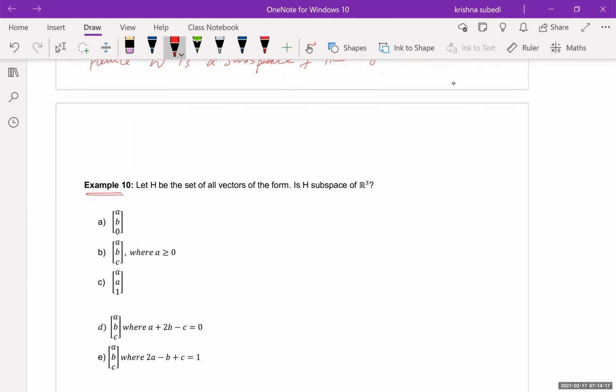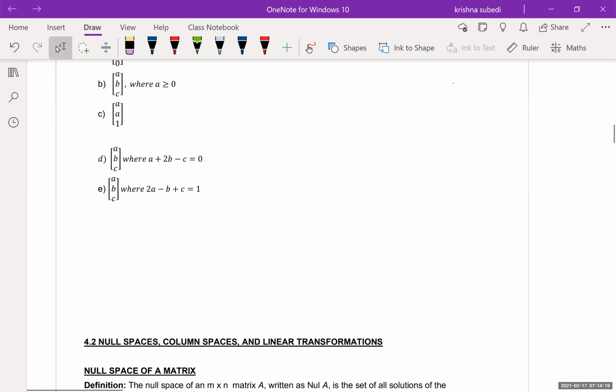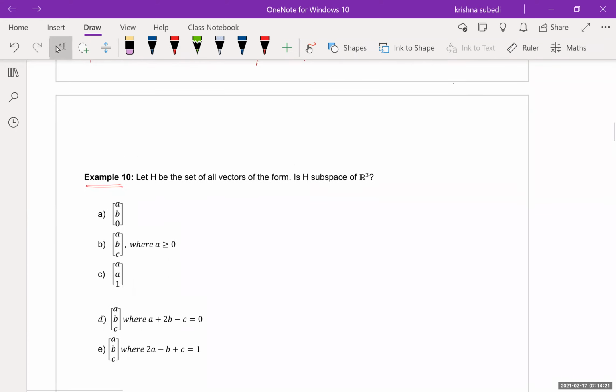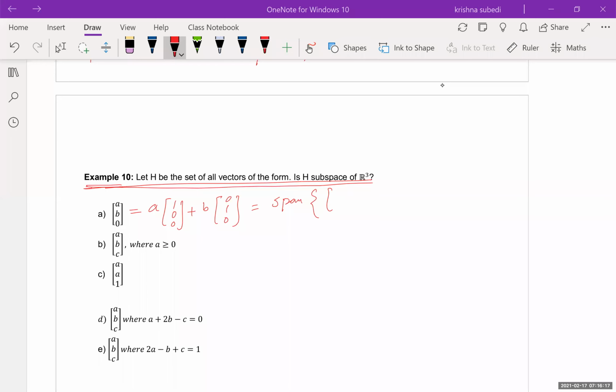Now let's look at example 10 quickly, and I think we'll be done with this section. Let H be the set of all vectors of the form shown. Is H a subspace of R3? I want you to try this on your own, guys. Okay, this part A can be done by both methods.